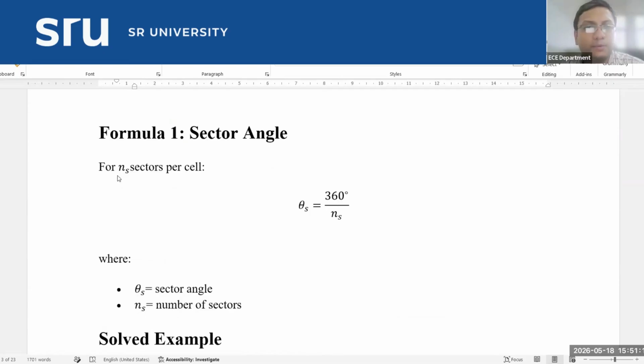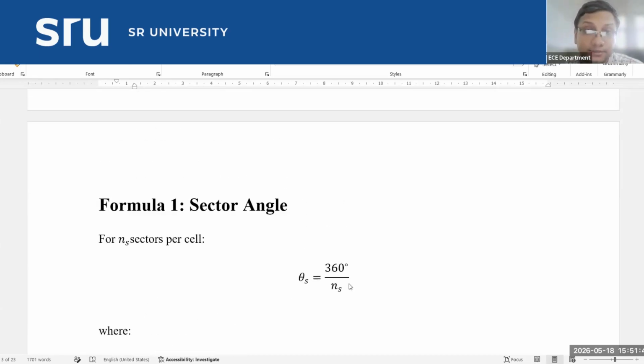Now let us do some easy problems on sectoring. We need to calculate sectors per cell. If theta S is the sector angle, or the angle that an antenna can cover, or the antenna beam width, and the number of sectors is ns, then theta S is 360 degrees divided by ns.